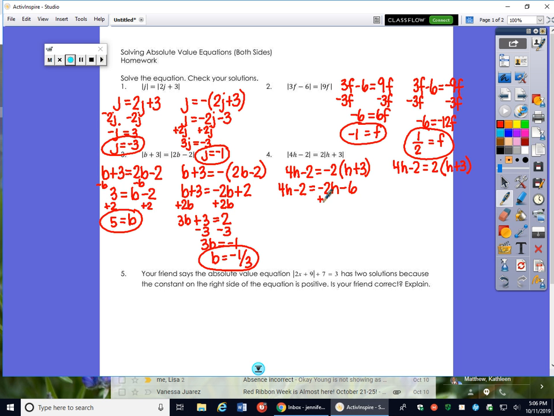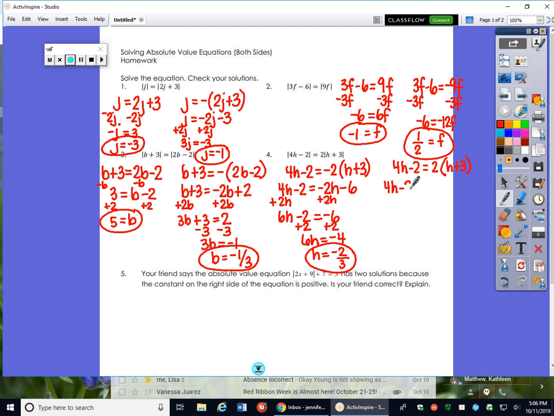If I add 2h to both sides, I get 6h minus 2 is equal to negative 6. Add 2. 6h is equal to negative 4. And h is going to be negative 2/3. I'm reducing 4 over 6 to 2/3.